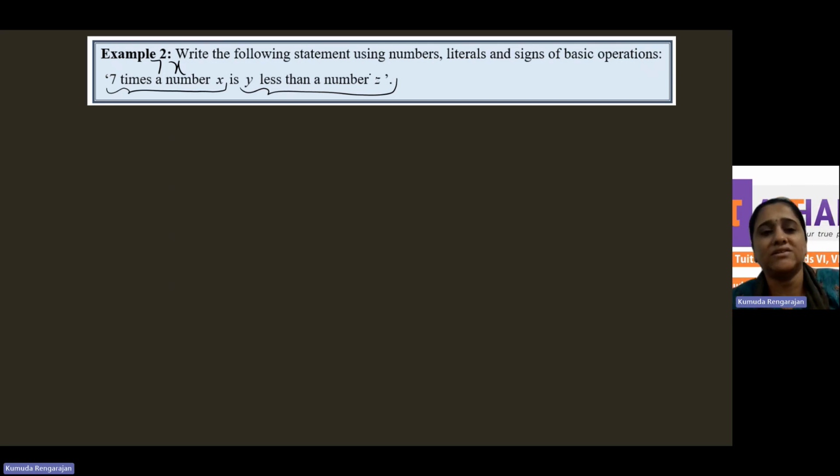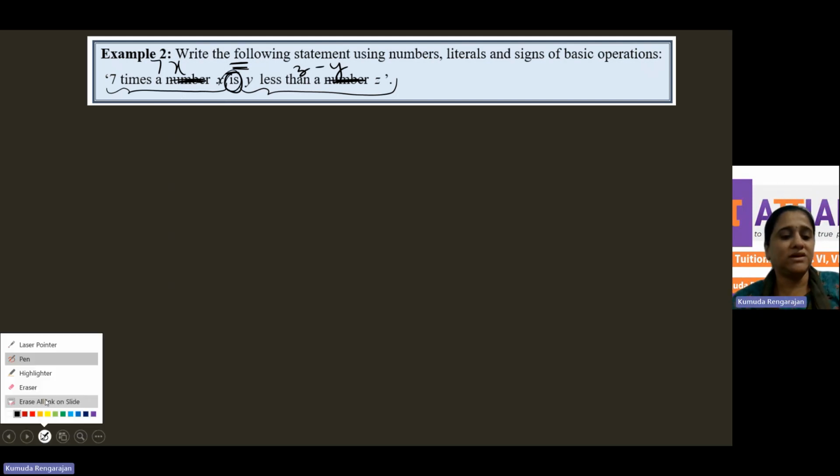Don't read this number. What is y less than z? Is it y minus z or z minus y? It's one of the two. Z minus y. Y less than z. So it is z minus y. Less than, more than, whatever comes after that, write that first. So z minus y.